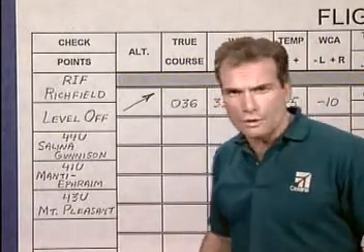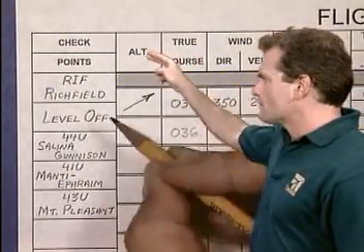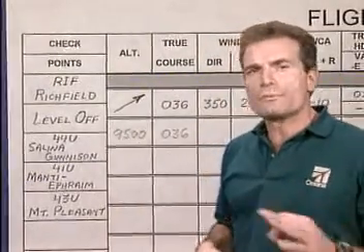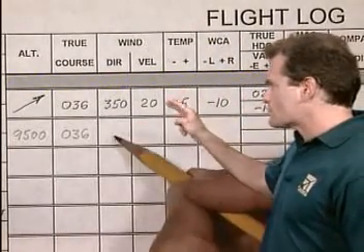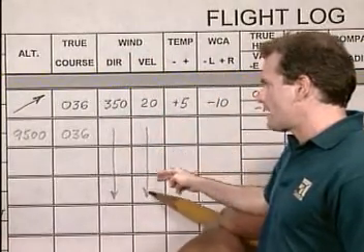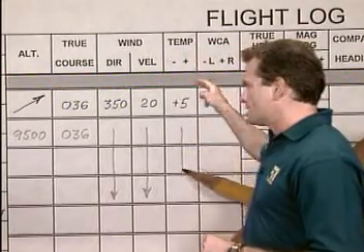We can enter our true course, which is right here, or 036 degrees, and our altitude we've selected is 9,500 feet. Next, the wind direction and speed the weather briefer gave us for this altitude were 350 degrees and 20 knots. And that will stay the same for this flight and these legs, so we'll just continue with the line. Next is the temperature, plus 5 degrees Celsius. We'll put that in this box. Now, this is the outside air temperature, and you'll also need to get that from the weather briefer, but you will have to ask for it.